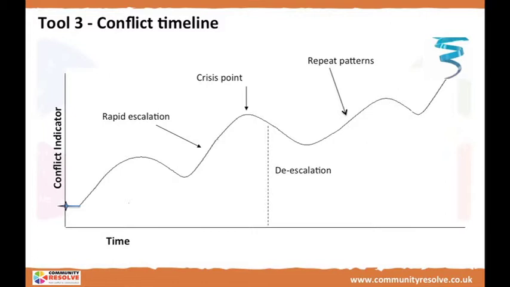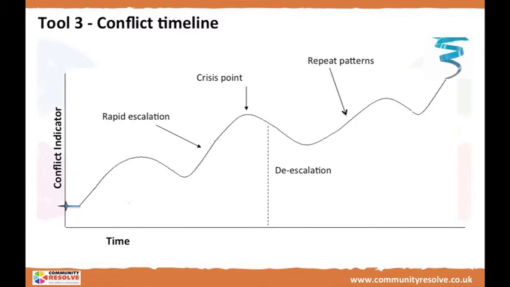So in this slide, what you can see is some of the conventions with a timeline. You have the time along the bottom, and you have a conflict indicator or scale up the left-hand side. You can see that we've started it with a little bit of a straight line to indicate carrying on from a long grumble. And then as events start happening, especially when there's been a rapid escalation and it has reached a crisis point, you can see that it tends to drop away a bit.